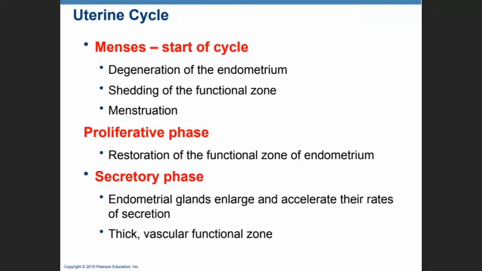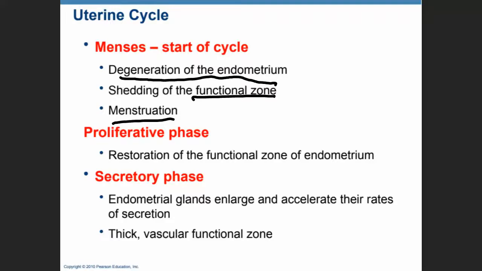So the uterine cycle begins at menses, at menstruation. That's the start of the cycle. This will be the end of the ovarian cycle and the beginning of the follicular phase of the ovarian cycle. So this is the degeneration of the endometrium, the functional zone of the endometrium. The shedding of the functional zone, that's what we call menstruation.